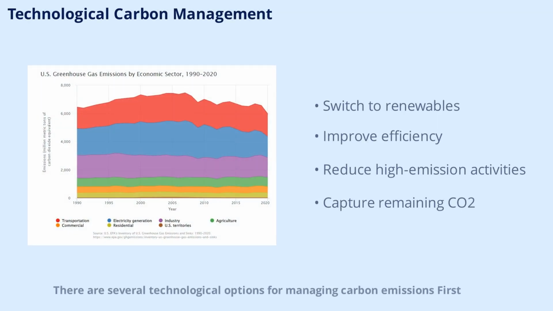There are several technological options for managing carbon emissions. First, we can reduce the carbon intensity of energy sources by switching to renewables. Second, improving energy efficiency across industries helps lower overall emissions. Third, reducing the level of high-emission activities can make a significant difference. Finally, carbon sequestration itself, capturing what's left, remains a vital tool. Each approach has its own strengths and challenges, but together, they form a comprehensive strategy for tackling CO2 emissions.